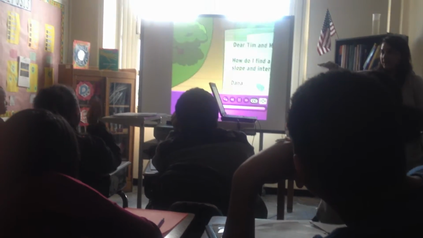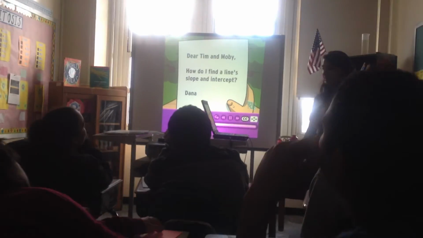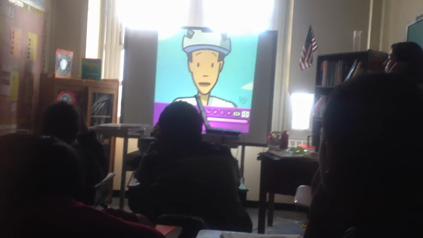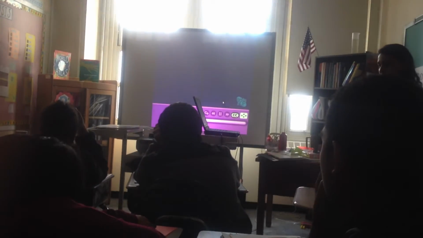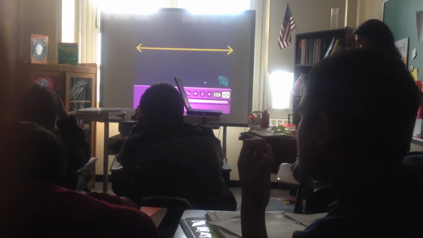What type of slope was that? Dear Tim and Moby, how do I find the lines slope and intercept? From Dana. Let's start with slope. The slope of a line is another word for its steepness. This ramp, for example, is really steep. In math, slope is just a measure of how something changes vertically, or up and down, compared to how much it changes horizontally, or left and right.